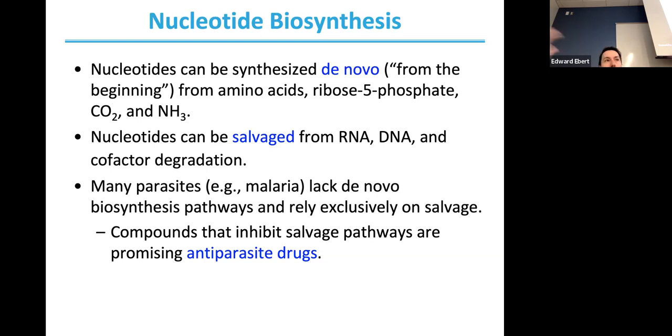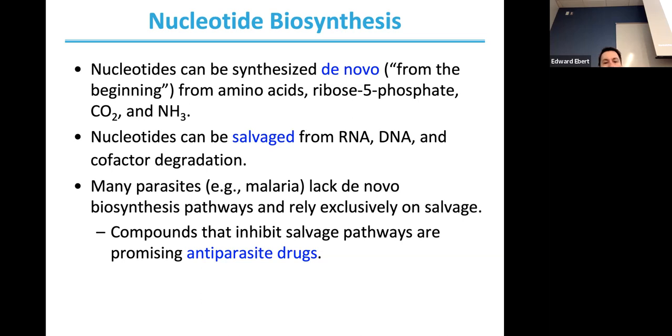Now, of course, we can scavenge nucleotides that we consume, but we're talking about de novo, just making them in the body. And we can make these from amino acids and ribose 5-phosphate and carbon dioxide, and of course, our old friend ammonia that is so important to maintain a balance of. So we can salvage them and we can make them from initial precursors.